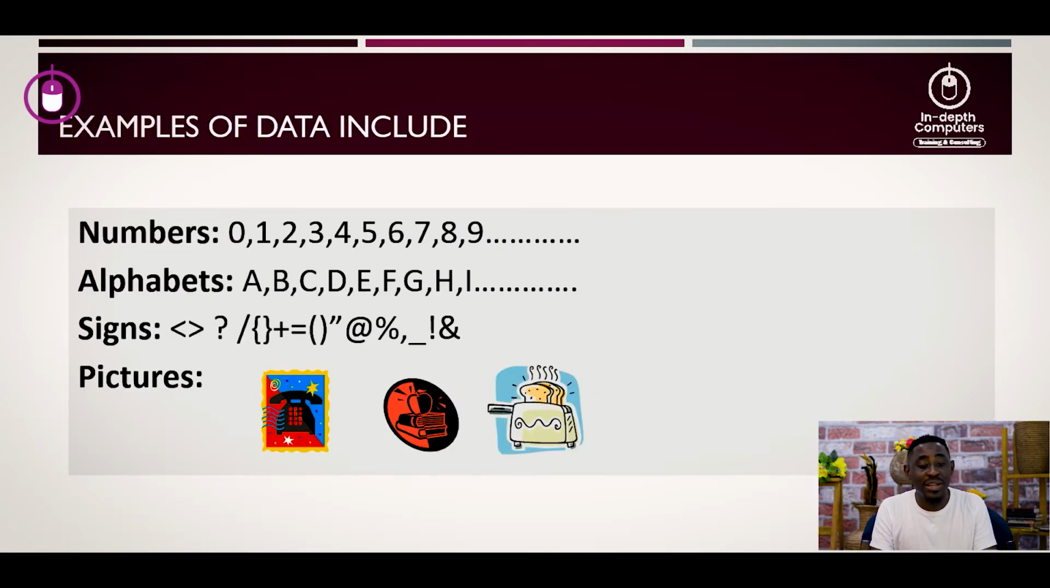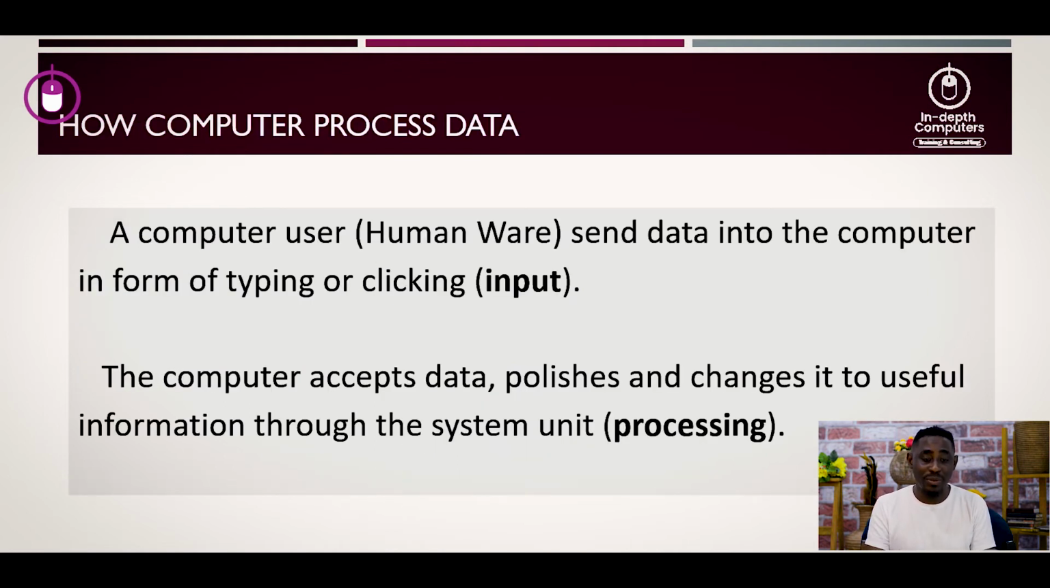I've told you what data is. I told you examples of data include 0, 1, 2, 3, 4, 5, 6, 7, 8, 9, 10, 11, 12, 13, 14 till infinity. I also told you example of data is alphabet, A, B, C, D, E, F. I also told you that example of data include signs and symbols. You can see the less than, the greater than, the question mark, the slash, and the other signs. And you can see pictures. Different pictures are also examples of data. You can see the picture of the telephone. You can see the picture of the apple on different books. You can see the picture of your toast machine and the toasted bread or the bread.